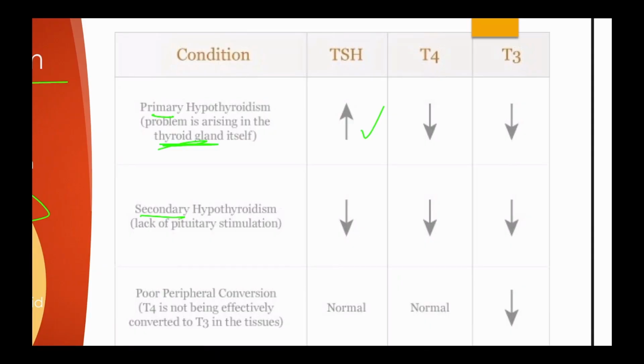Secondary hypothyroidism. Now we have a problem with the pituitary gland. Do you see now why that makes sense? Pituitary is not making any TSH. So there's no TSH out to even stimulate the thyroid. So in this case, the thyroid gland probably works fine. Just that it's not being stimulated to do anything. So this is a secondary hypothyroidism, and this is pituitary issues.